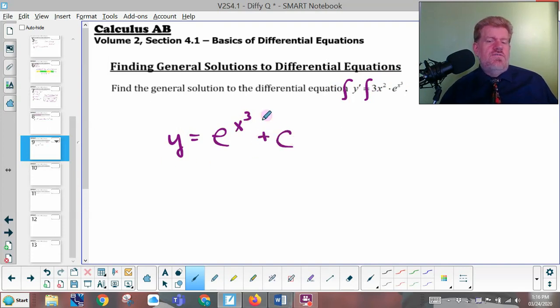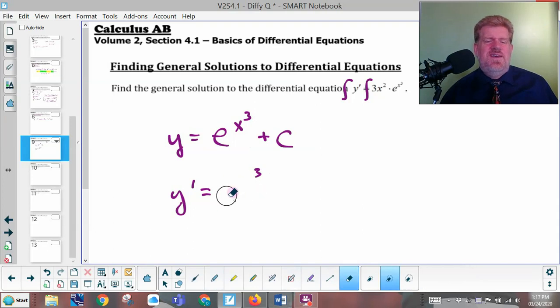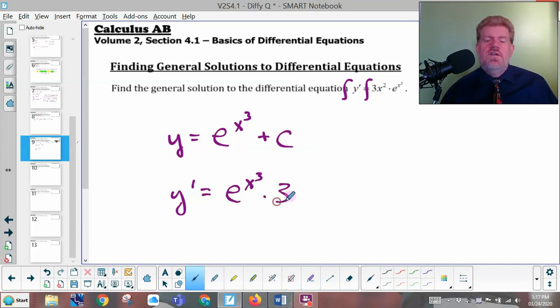If you take the derivative of this, don't you get derivative of y is y prime? The derivative of e to the x cubed is e to the x cubed times, I'm going to fix that, sorry about that. That just drove me crazy. All right, the derivative of e to the x cubed is e to the x cubed times the derivative of the exponent, because that's chain rule, is 3x squared. The derivative of c is 0. So isn't this what I have up here? Just written in a different order.